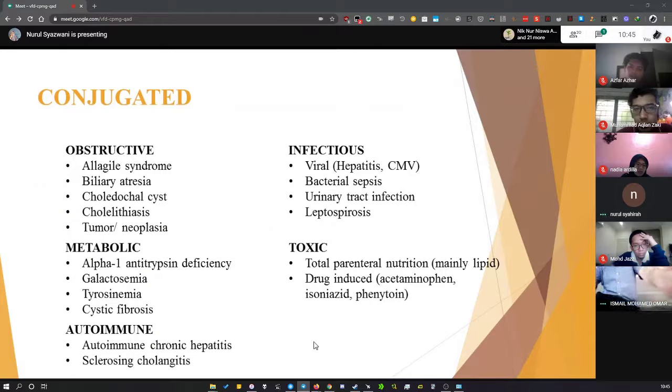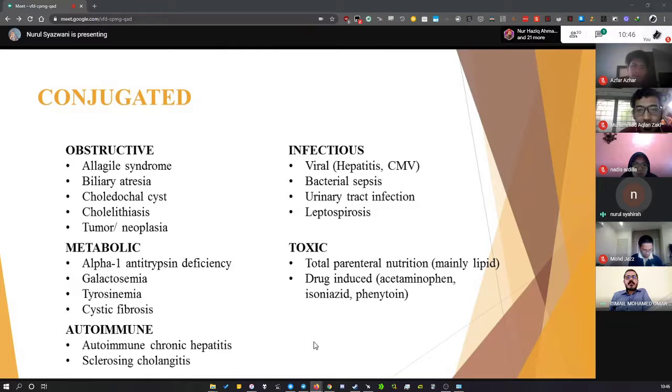Next slide. So this one is still for the conjugated pathologic jaundice causes. It can be divided into obstructive, metabolic, autoimmune, infectious, and toxic. For the obstructive, we have Alagille syndrome, biliary atresia, cholelithiasis, as well as tumor or neoplasm. For the metabolic, we have alpha-1 antitrypsin deficiency, galactosemia, tyrosinemia, and cystic fibrosis.